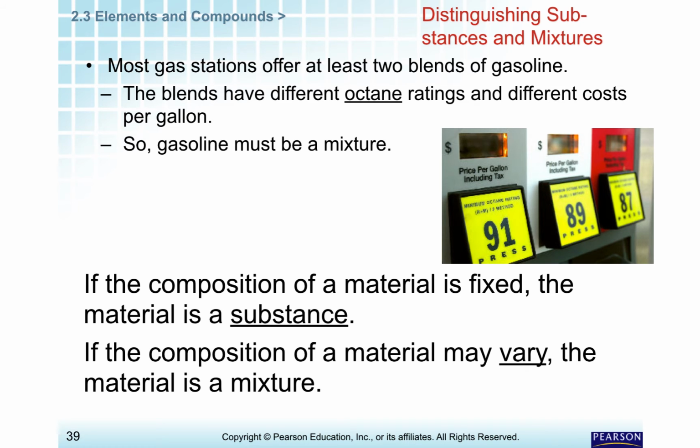If the composition of a substance is fixed, then it is a pure substance. If the composition of a material can change or vary, that's a mixture. So since you can buy different fat milks, that's a mixture. Since you can buy different octane rated gasoline, that's a mixture. Since water is water, that's a substance.